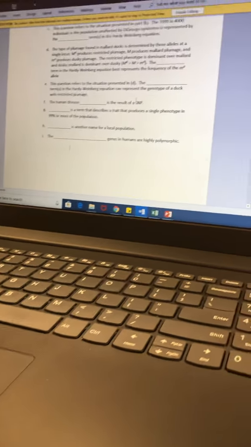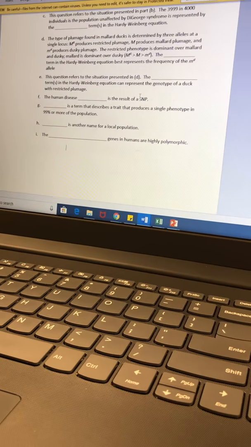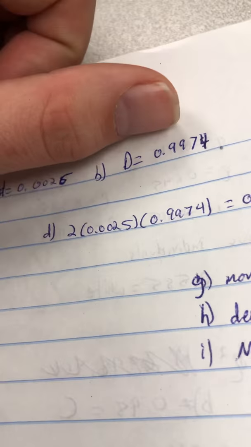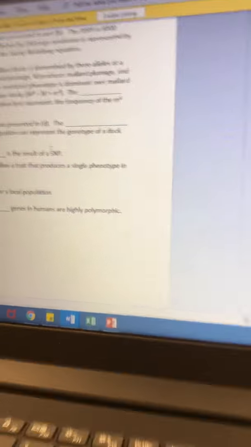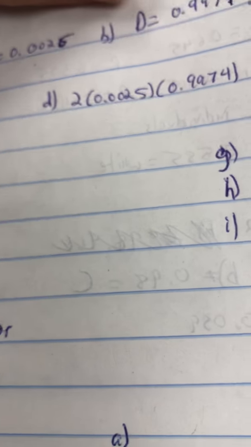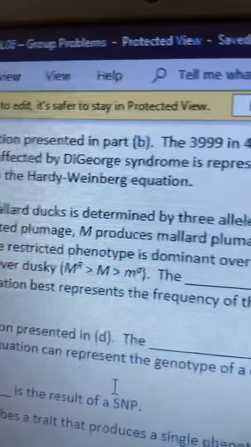The type of plumage found in mallard ducks is described by 3 alleles at a single locus, and then it tells you the dominance pattern. I messed up. So D was actually just R. E was P plus 2PQ plus 2PR because that allele, the MR, is more dominant, so you have to include the heterozygotes that it goes with.